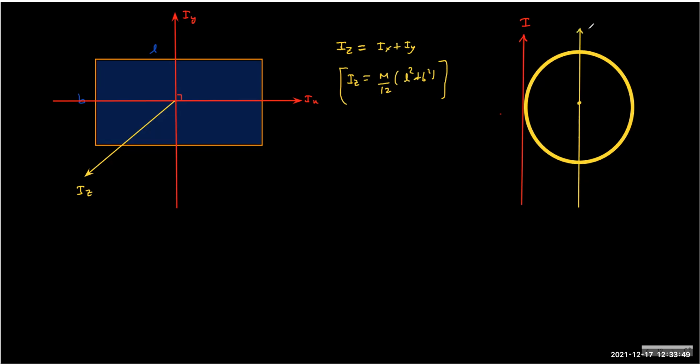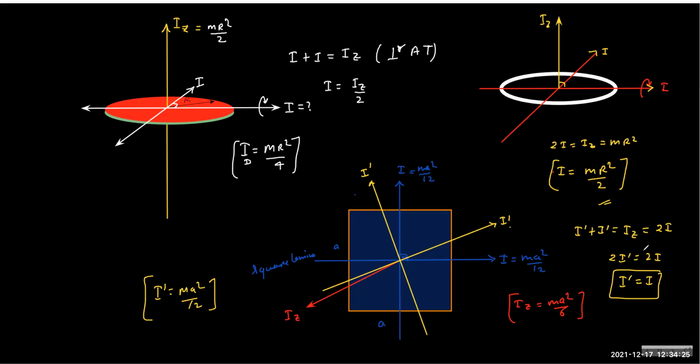So from the answer which we know, I can find this, I can call it ICM. And now this ICM is parallel to the I. So I can now apply the theorem. What is the theorem? I equals ICM plus mass into D square. Now what is ICM? To get this ICM, we can draw one more line and get the third line, which is IZ, which we know the answer. If you remember, we have just done this before. How much is this? I hope you remember this answer. Yes, this is the answer.